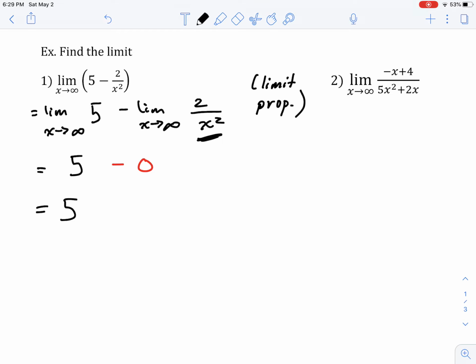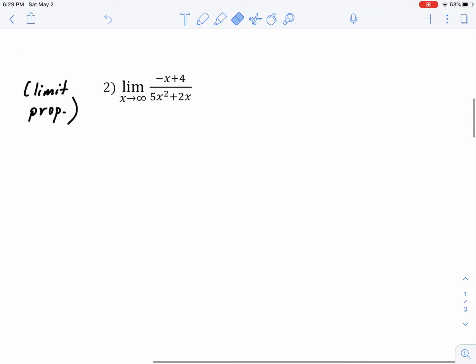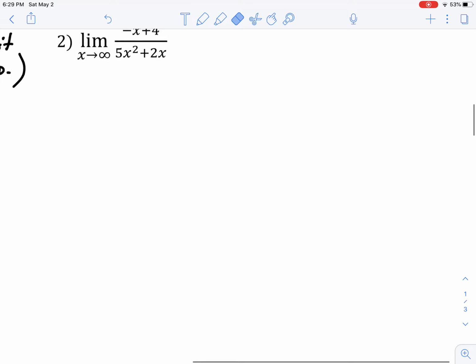You can just kind of intuitively think about what happens as my denominator gets super large. Well, the whole thing would just get closer and closer to 0. So we would write 0. Okay? All right, let's try another one.